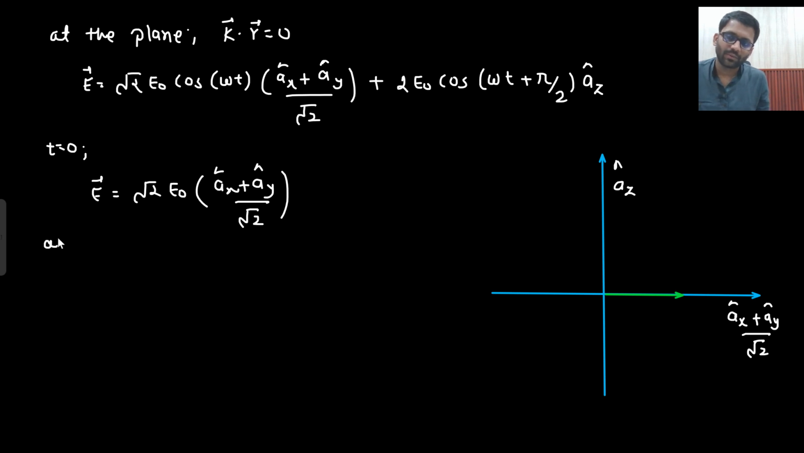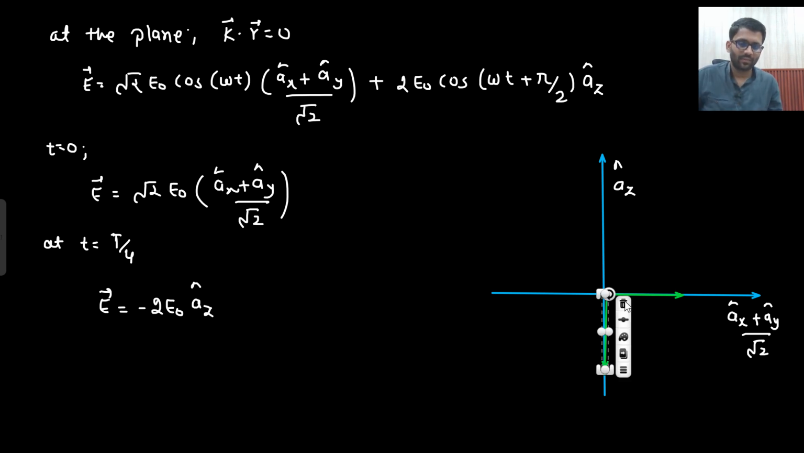Now at t by 4 or t by 8, I also can check. Let's check at t by 4 only. At t equals to T by 4, what will be omega t? 2 pi by T into T by 4, that would be pi by 2. So cos pi by 2 is 0, so this term will be gone. And pi by 2 plus pi by 2 would be pi, giving cos equal to minus 1. So what you are getting? Minus 2 E naught az cap.